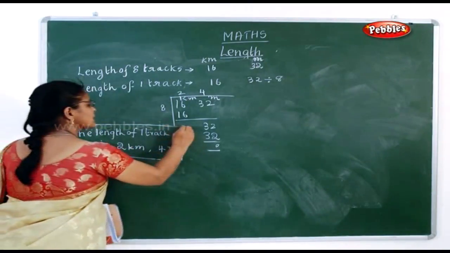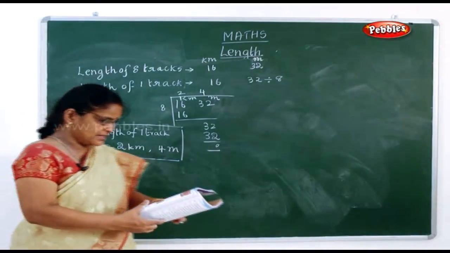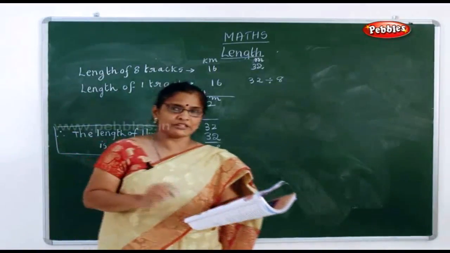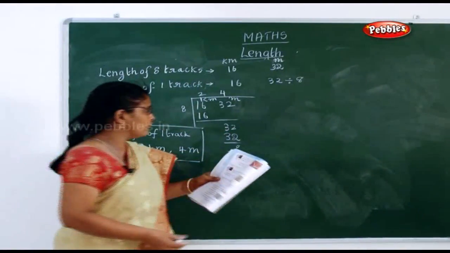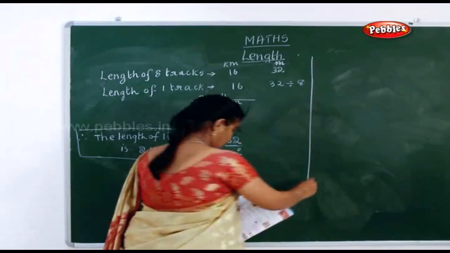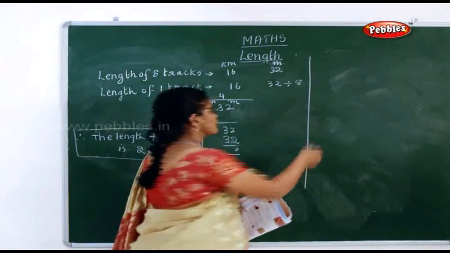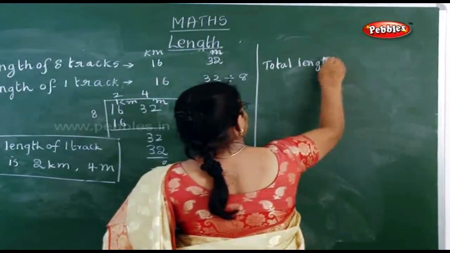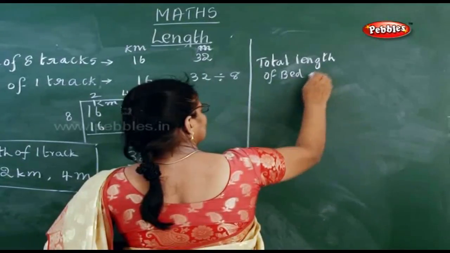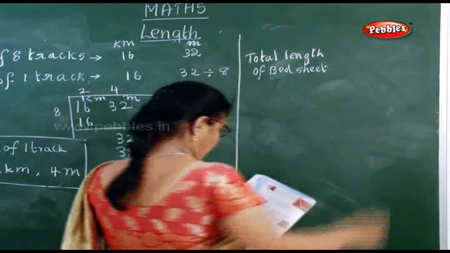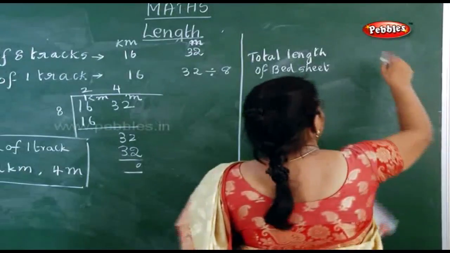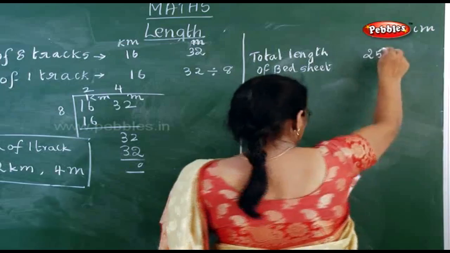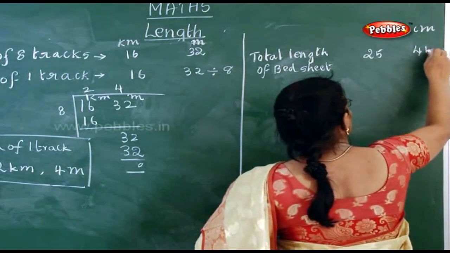Is it clear now? One statement sums are clear now? Now next statement sum. If the total length of 12 bedsheets is 25 meter and 44 centimeter. What is the next sum they have given? The total length of 12 bedsheets. So you immediately have to write total length of bedsheets. What is it given in? Meter and centimeter. What is the meter there? It is 25 and 44 centimeter.